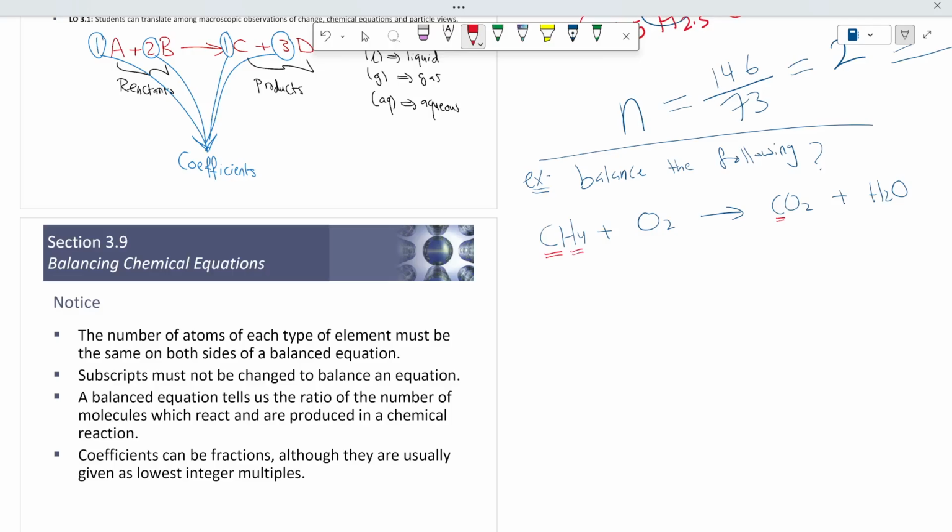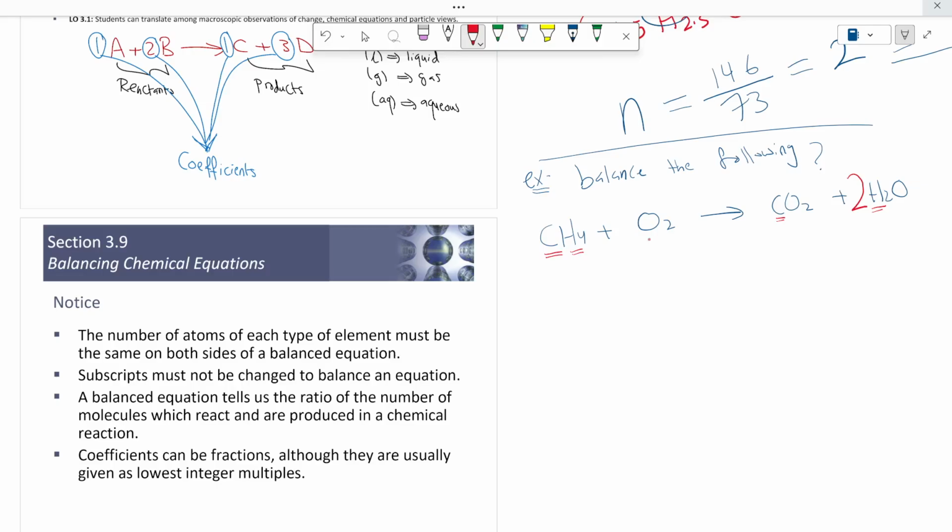Here we have 4 hydrogens, while in water we have 2 hydrogens. So to make them equal, we need to multiply water by 2. When you change the coefficient of water, you will get 4 hydrogens on the left and 4 hydrogens on the right. So here we balanced the hydrogen atoms.